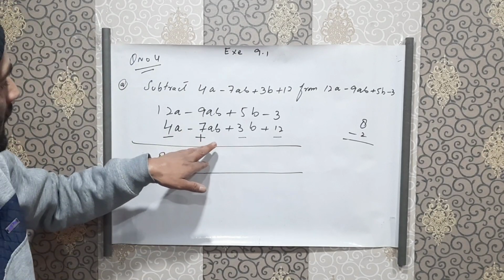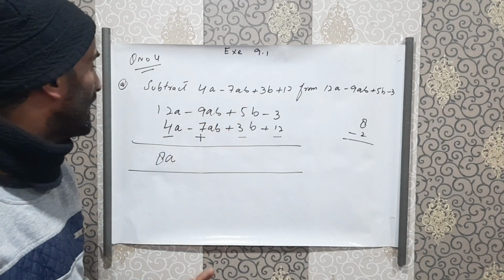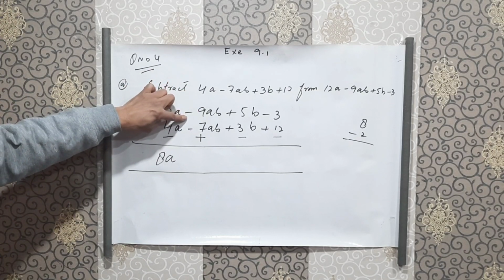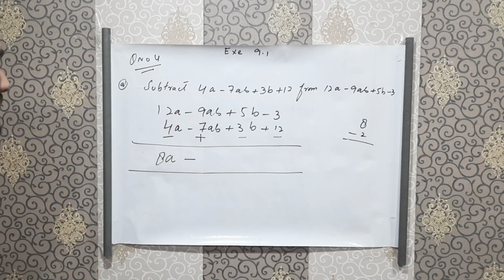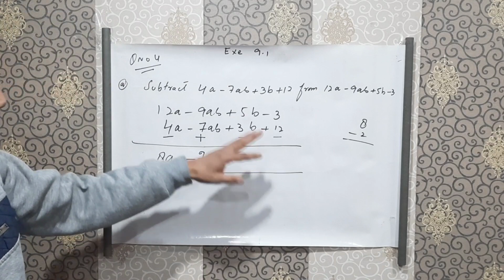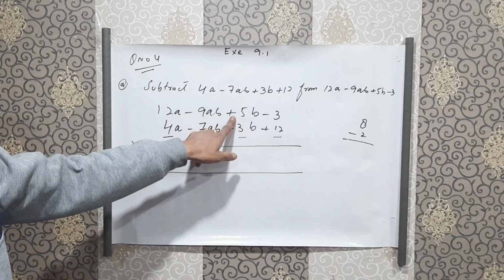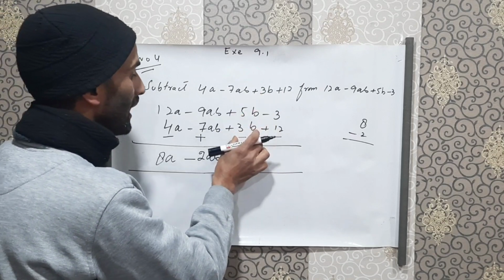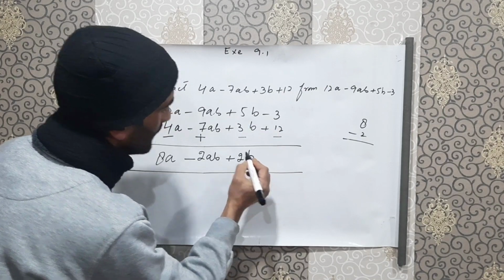Clear? Now here you can see, we have to subtract plus 7AB from minus 9AB. 9 is greater than 7 and 9 is having which sign? Negative sign. So we are going to put a negative sign, and now 9 minus 7, that is 2. And here we are going to write the variable AB. Now you can see here, upside is plus 5, downside is minus 3. 5 is having the positive sign, so we are going to write a positive sign, 5B minus 3B, that is 5 minus 3, that is 2. And the variable we are going to write the same, that is B.